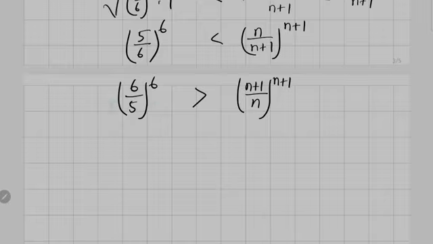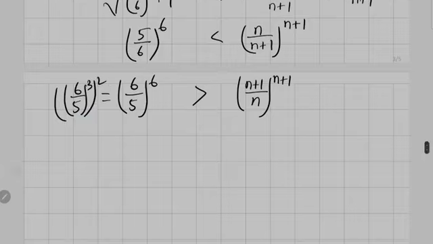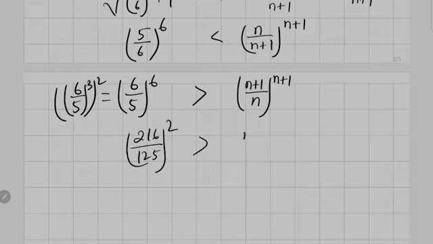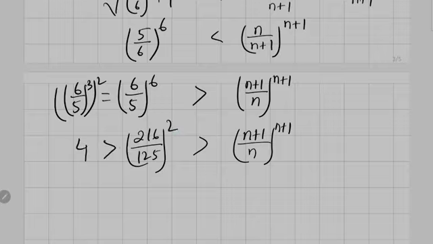But on the left hand side, calculate the expression. It is written as (6 by 5 to the power 3) to the power 2, and it is 216 divided by 125, to the power 2, which is bigger than (n plus 1 divided by n) to the power n plus 1. So the quantity inside the parenthesis is less than 2, so the power 2 is less than 4. This means it is less than 4, and this quantity is bigger than 1.